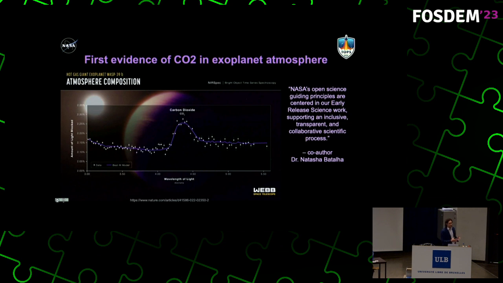We started releasing data. And here's a great quote from Natasha Batalha, who is one of the leads on it, that NASA's open science guidance principles are centered in our early release science work, supporting an inclusive, transparent, and collaborative scientific process. They could produce their science so quickly, this discovery one month after they started releasing data, because of open science and open source software. They were able to test their software and their processes before the launch of the telescope because all of the calibration software was made publicly available. The data for our early release projects were made publicly available as soon as they were observed.